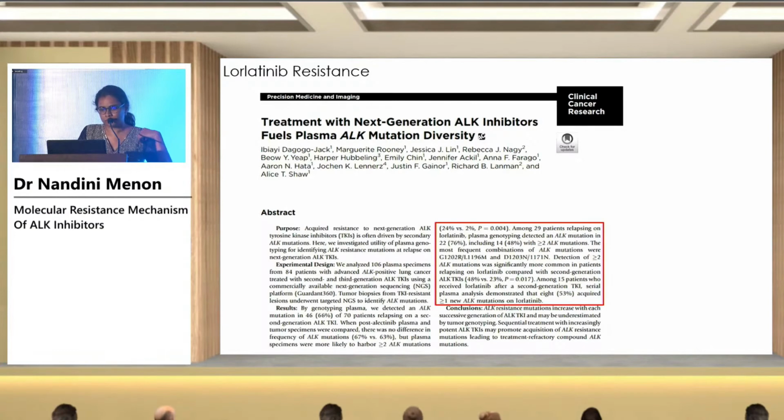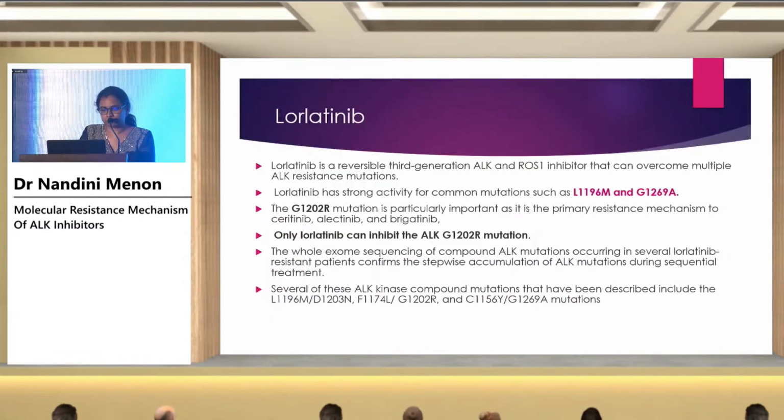Then what about resistance to next generation ALK inhibitors? So these are some papers which have been published. Resistance to lorlatinib. So basically they have seen that a lot of patients who receive lorlatinib did not receive it in the first line setting, and they received it sequentially. So a lot of the resistance was because of complex mutations or multiple mutations, and the detection of more than 2 ALK mutations was significantly higher in patients who relapsed on lorlatinib.